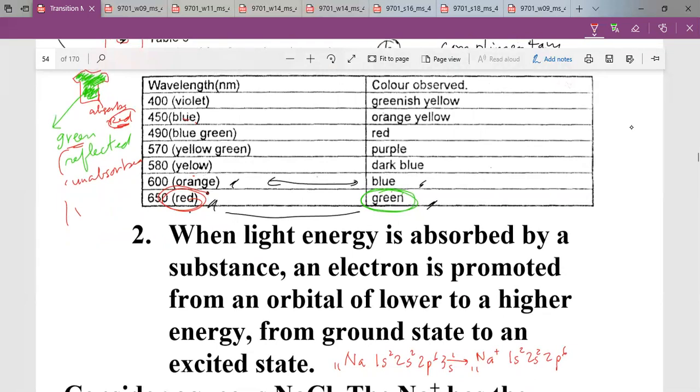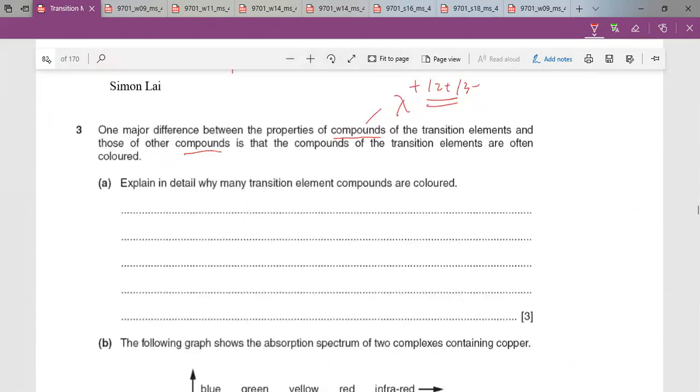compounds and ions have color. Okay? We don't talk about elements. Let's say, for example, look at this question here. Let me look at question page 82. All right, it's good to ask this kind of question. You see? Explain in detail why transition element compounds. Why don't they say transition element? Why do they put this on here?